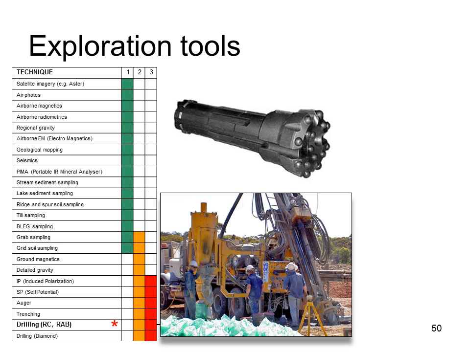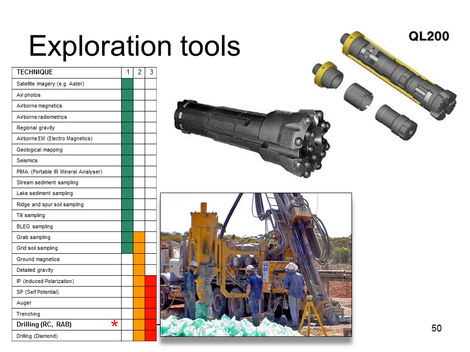An RC bit is solid with tungsten buttons. It's attached to a hammer and double-walled drill rods. A compressor blows air down the outer tube, and the drill cuttings are blown up the inner tube. Cuttings are collected from the cyclone, the big yellow cone at the bottom left of the picture.